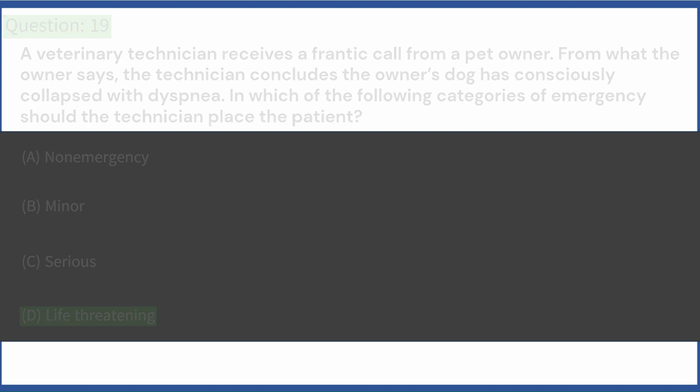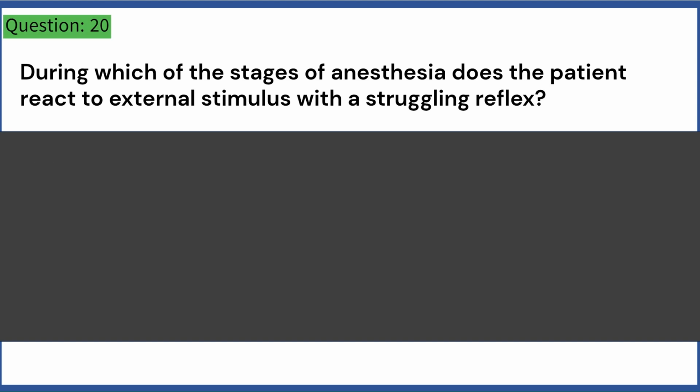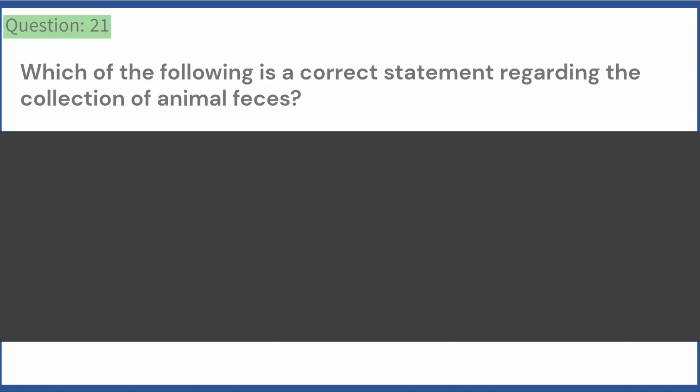Life-threatening. During which of the stages of anesthesia does the patient react to external stimulus with a struggling reflex? A. Stage 1. B. Stage 2. C. Stage 3. D. Stage 4. Answer B. Stage 2.